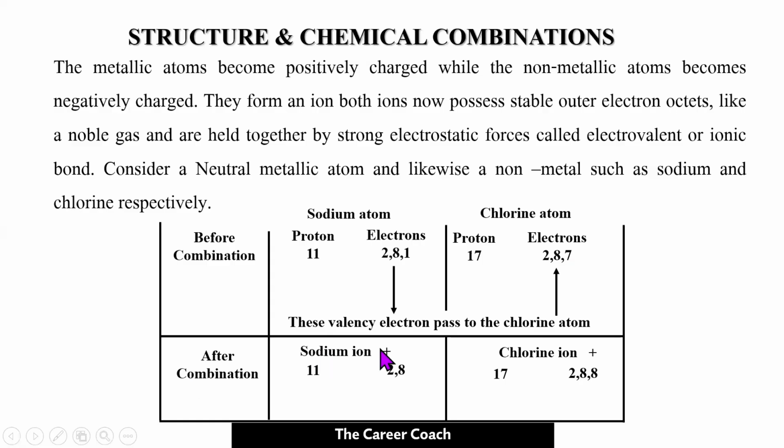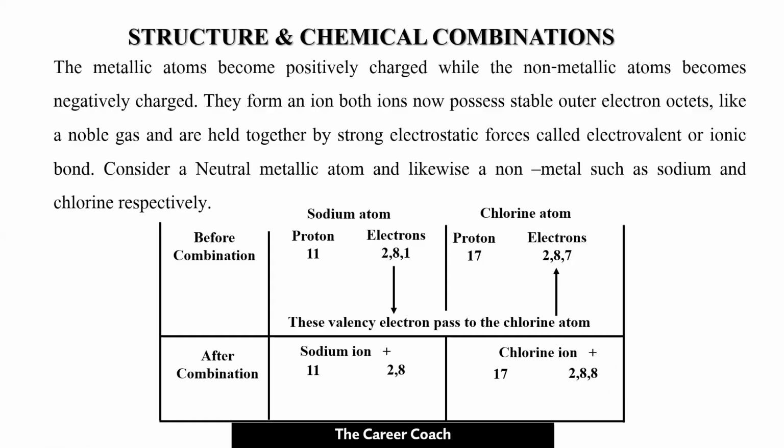So after the combination, we remember that the proton numbers remain the same. What happens is that this 1 has left for chlorine, so sodium will remain only 2 and 8, making it positively charged because it is a giver. Givers are always blessed, so this is positive. Just note that. Chlorine on the other side becomes negatively charged, and the number of electrons at the outermost shell is 8. So we have both of them having 8 at the outermost shells. So they are both at the octet state.